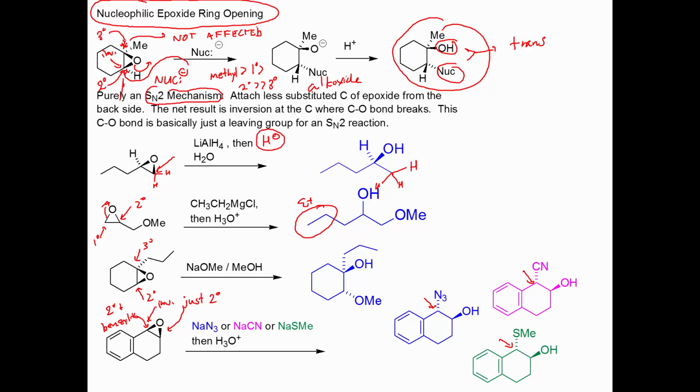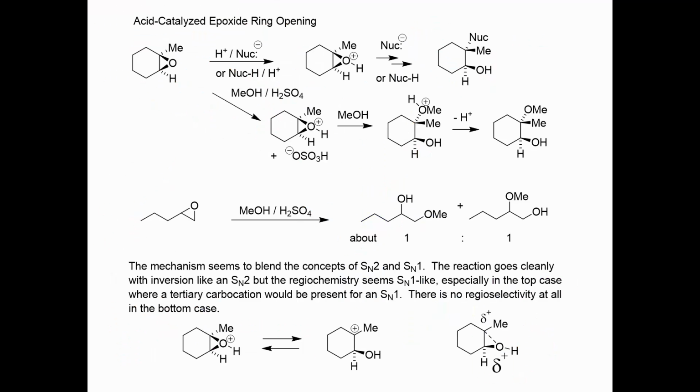Notice that in every case, the nucleophile has ended up at the benzylic secondary position over the position that's simply secondary. Okay, the alternative way to open an epoxide is through acid-catalyzed epoxide ring opening. All right. So let's look at the general equation.